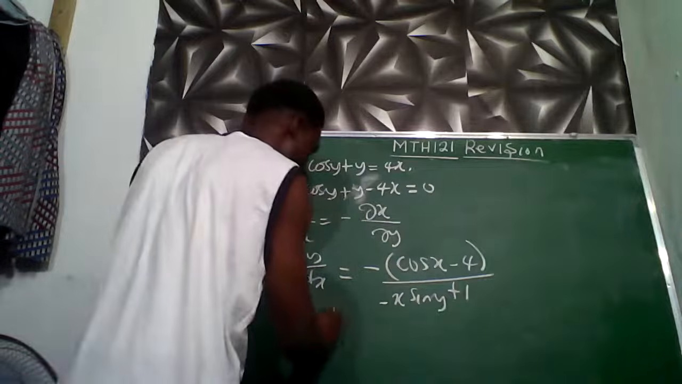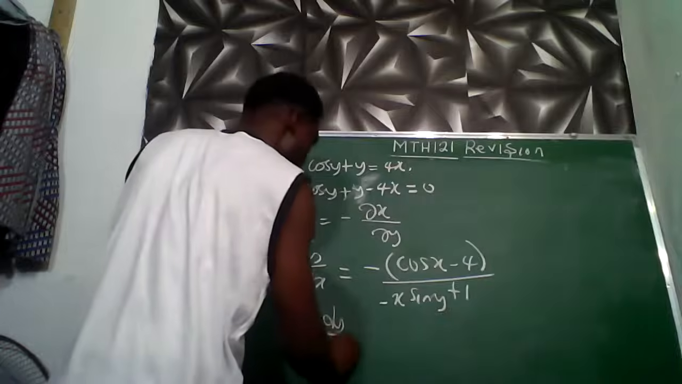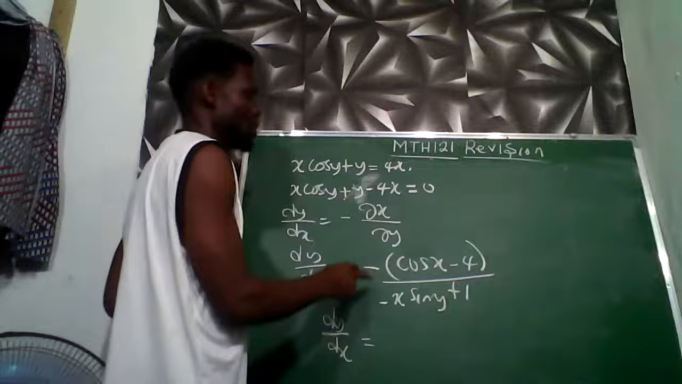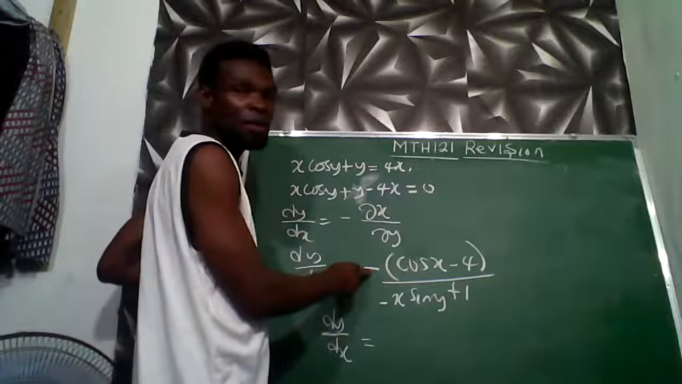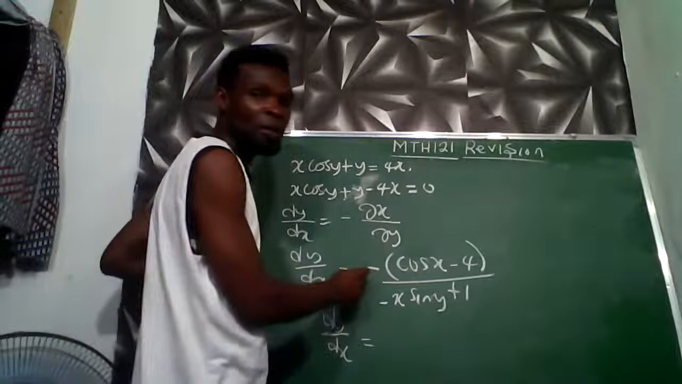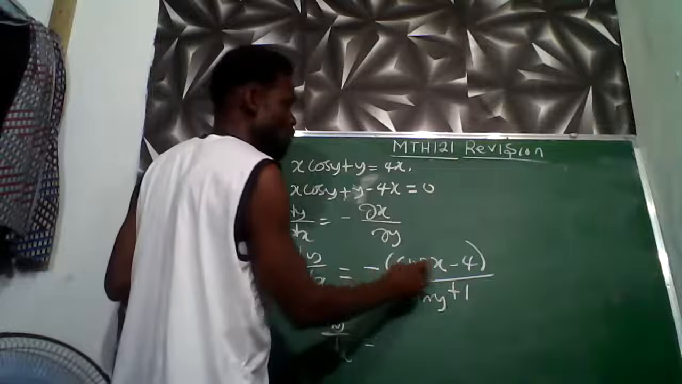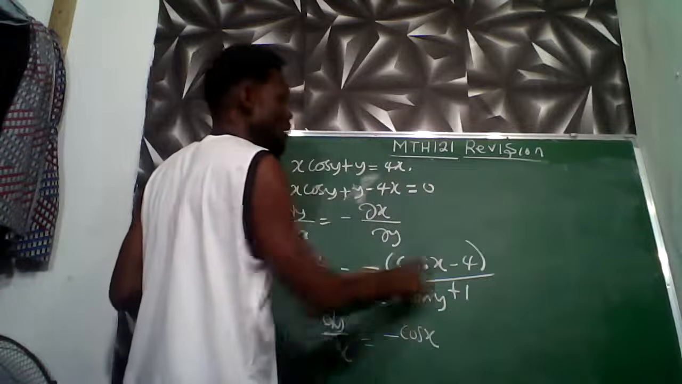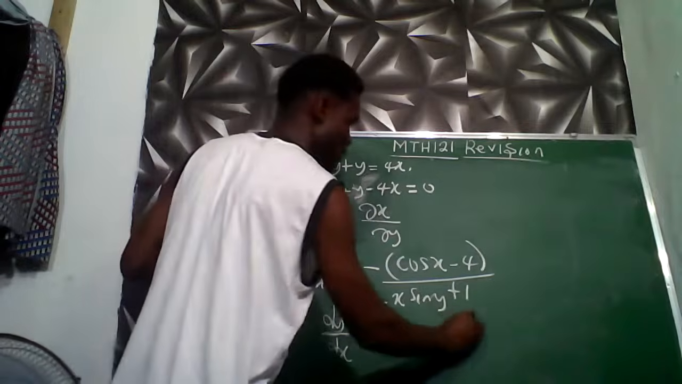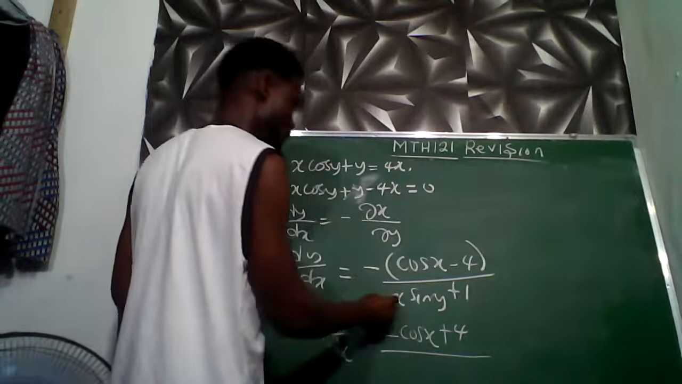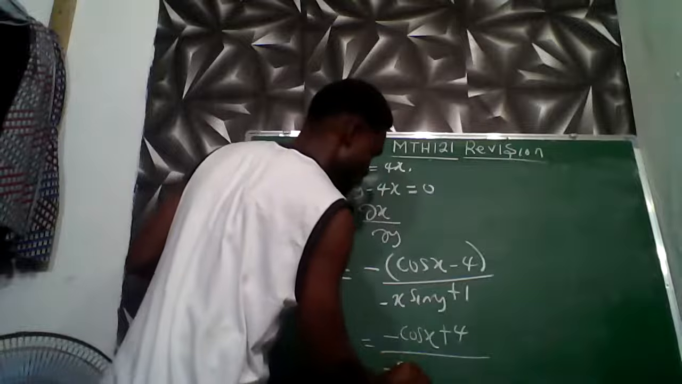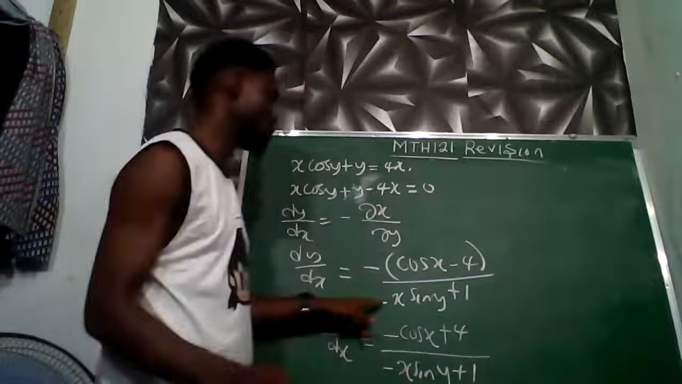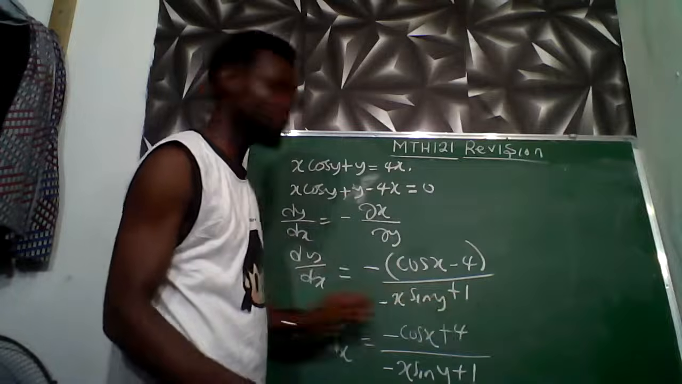That will now mean that dy over dx will be equal to, okay? Use this negative sign here to open a bracket at the numerator. So minus times cos x is minus cos x. Minus times minus 4 is plus 4, all over minus x sin y plus 1. This minus is only for the numerator, it doesn't affect this. Are we there? Okay.